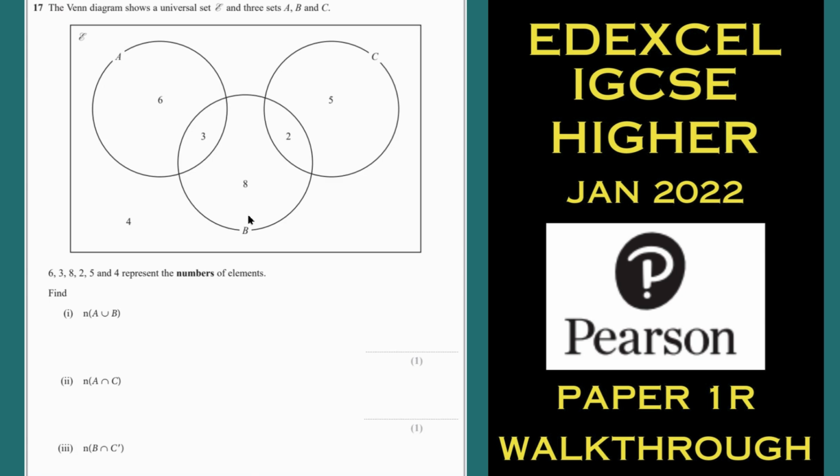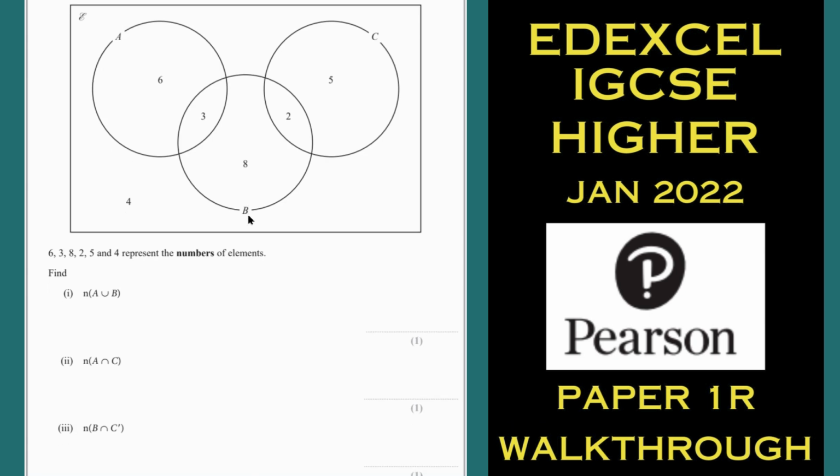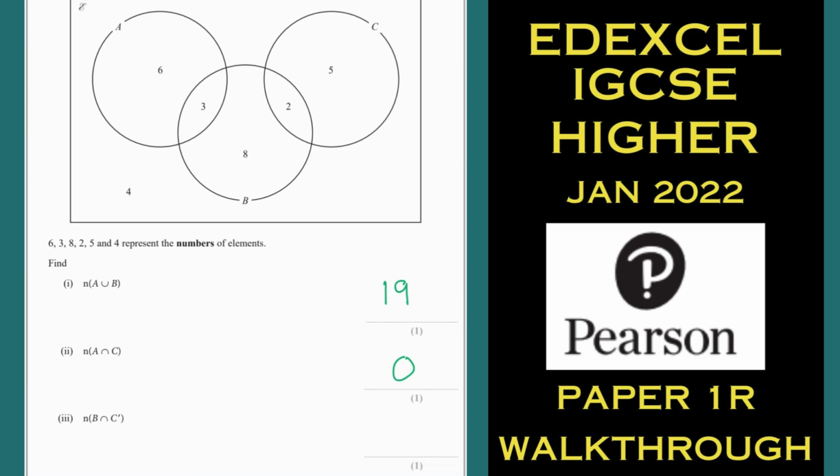Number 17, some Venn diagram set notation malarkey. Not a bad one, this. Helpful to make lists, as you'll see in a sec. So they represent the number of elements. Let's go. The number of elements A union B. There's A, there's B. Don't include numbers twice. So when you add all them up, you get 19. Now, intersection of A and C. A and C, intersection means crossover. They don't. Now we start getting even more tricky.